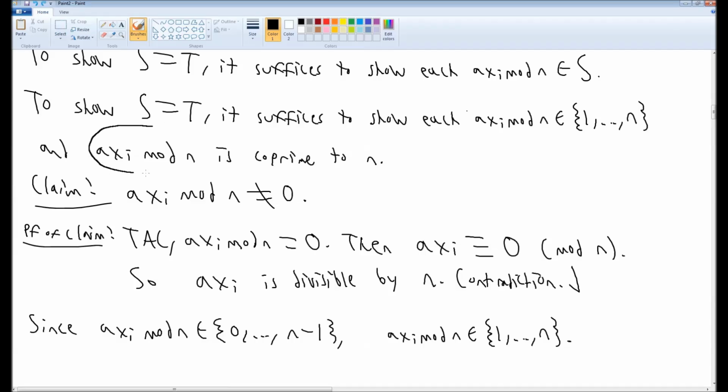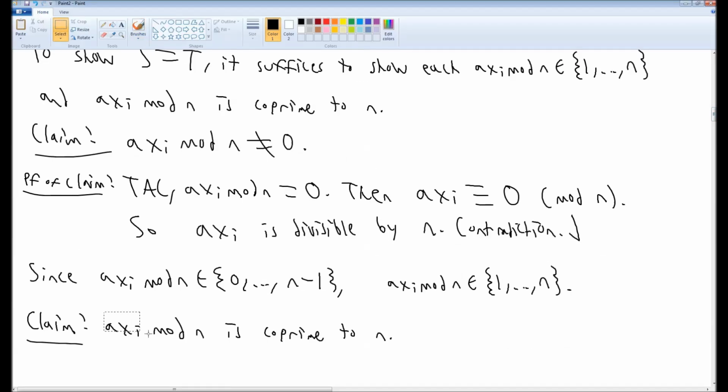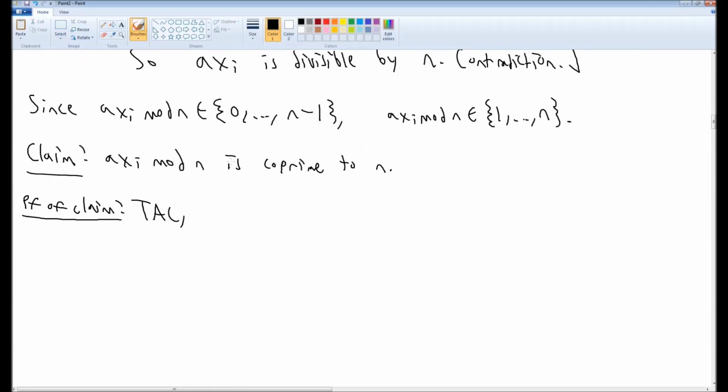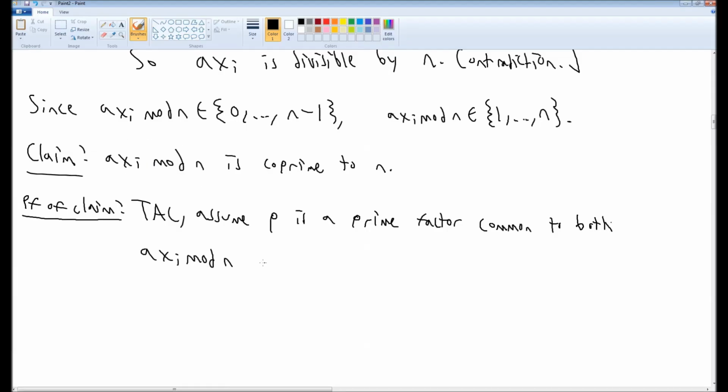Now, can we show that this is true? Let's do that in another claim. I claim that this is true, that a·xi mod n is coprime to n. Towards a contradiction, assume it's not coprime to n. Well, if it's not coprime to n, that's the same as saying this has a prime factor in common with n. So towards a contradiction, assume that p is a prime factor common to both a·xi mod n and to n. If they're not coprime, then they have a prime factor in common.